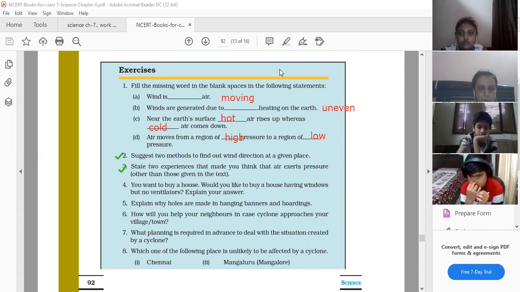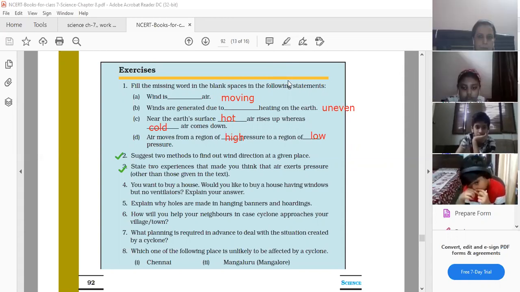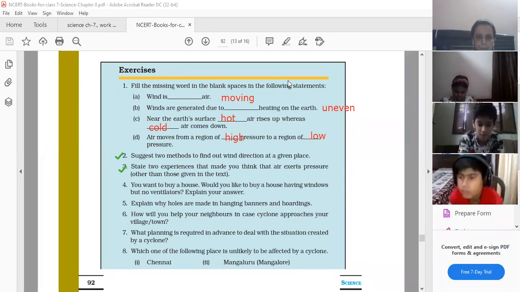Ma'am, it is important. Ma'am, I will buy the house with the ventilators as the air should be coming in and out in the house, and if there is no ventilator, the house will be rusted.